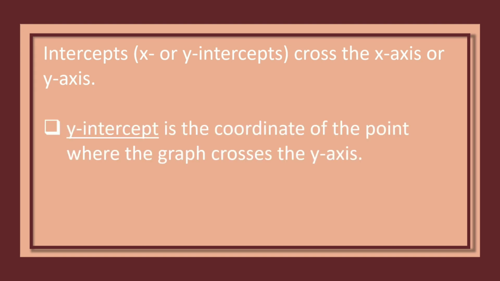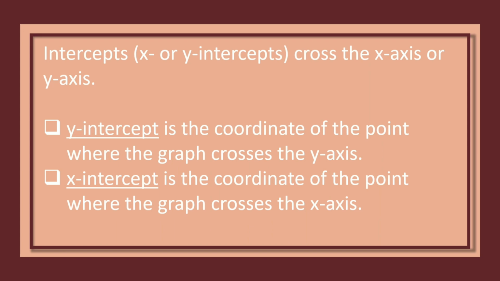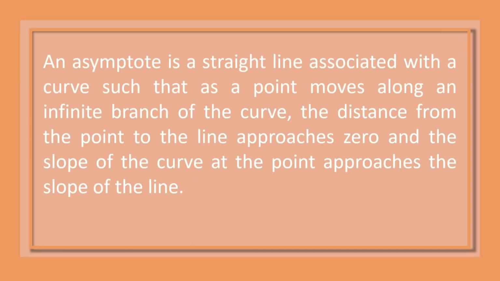Y-intercept is the coordinate of the point where the graph crosses the y-axis. X-intercept is the coordinate of the point where the graph crosses the x-axis. An asymptote is a straight line associated with a curve such that as a point moves along an infinite branch of the curve, the distance from the point to the line approaches 0 and the slope of the curve at the point approaches the slope of the line.